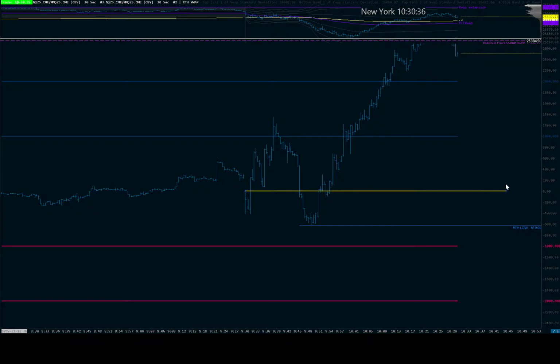If NinjaTrader only gives you the full session delta, which is one of the main reasons why I switched to CR chart, because I wanted to be able to give myself a custom representation of where delta was at, you can just draw that line. You can just draw that line, and you know it'll tell you.